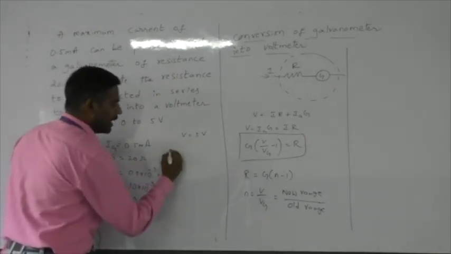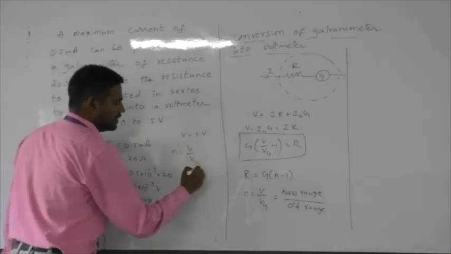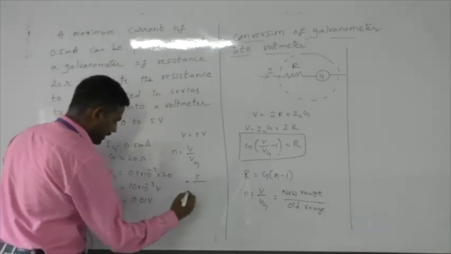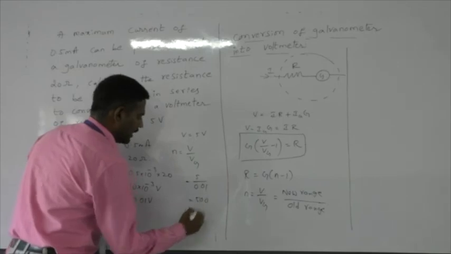Therefore, what is the formula I have? N I have to find out first. N is nothing but V divided by Vg. Here I have written V divided by Vg. V is 5 divided by 0.01, so this will give you 500.